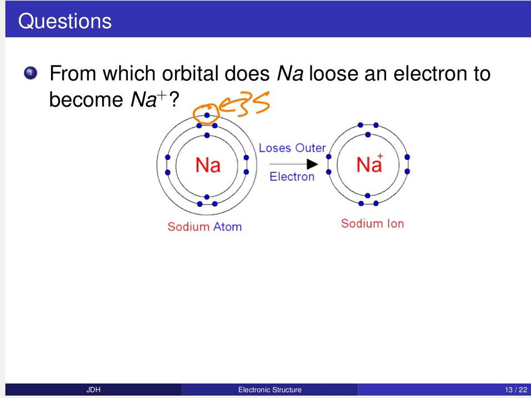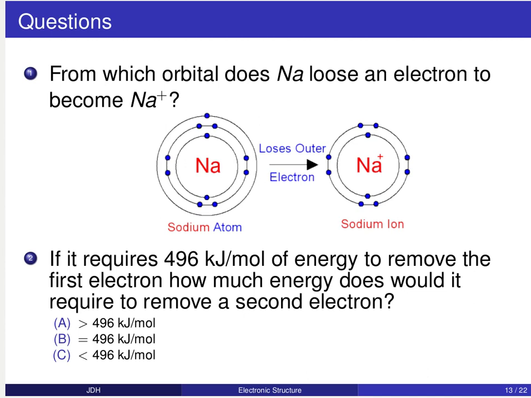Okay, now I have a question for you. If it requires, as I told you on the previous slide, 496 kilojoules per mole of energy to remove the first electron from our sodium atom, how much energy would you predict it needing to remove a second electron, removing an electron from this sodium plus ion? Do you think it's going to be more than the 496? Exactly the same as the 496, or less? Go ahead and pause the video for a second and come up with an answer.